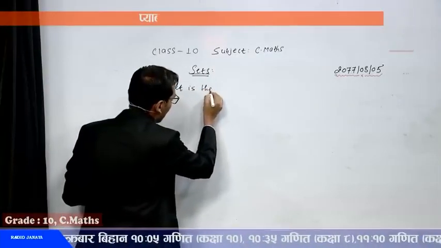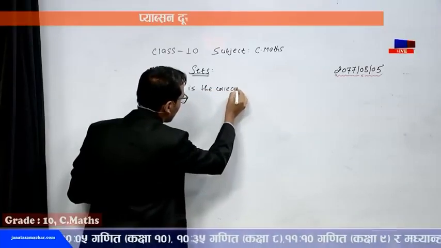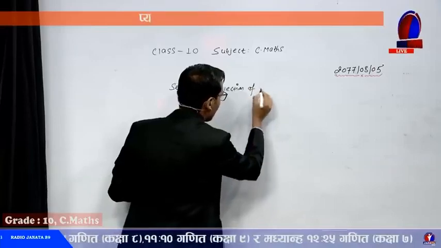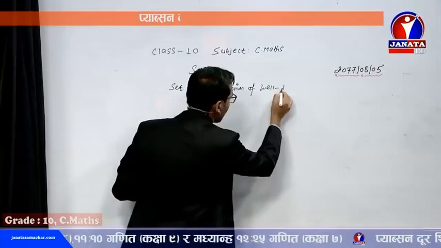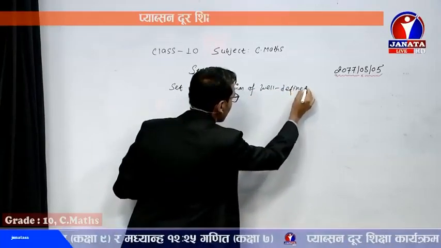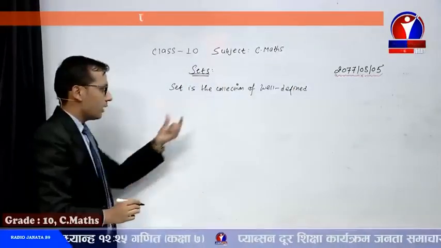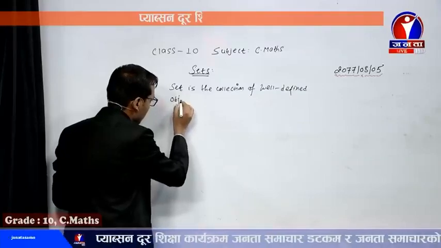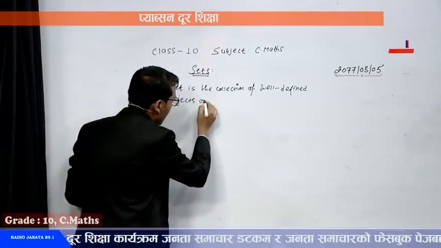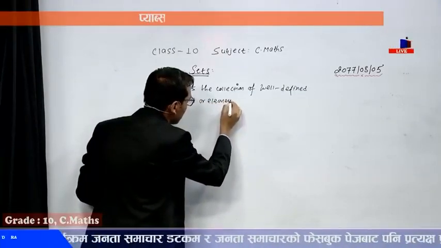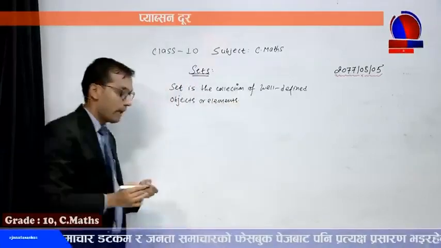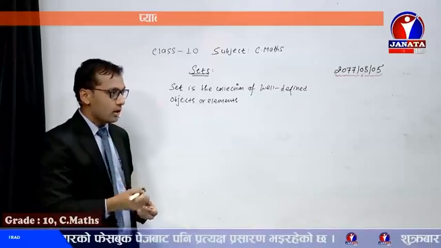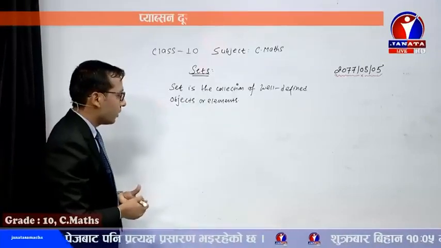A set is the collection of well-defined objects or elements in maths. So what is a set? A set is the collection of well-defined objects or elements in math.